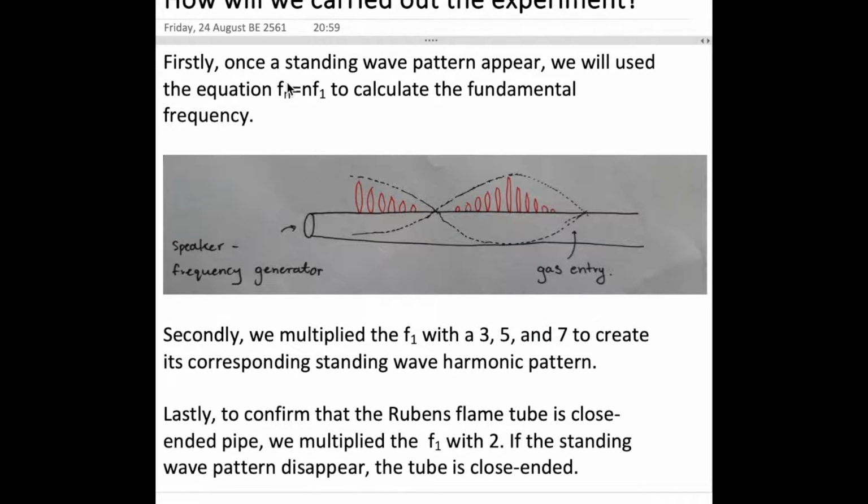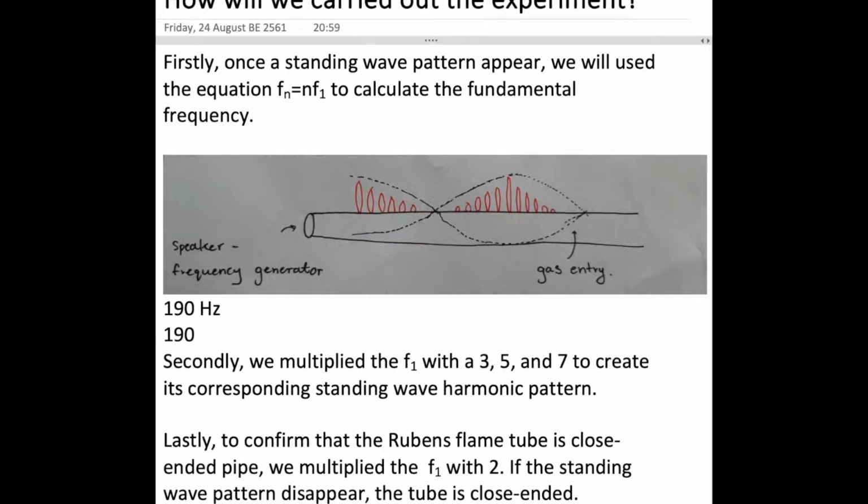Firstly, once a standing wave pattern appeared, we will use the equation Fn equals n f1 to calculate the fundamental frequency. As the picture shows, we set the frequency generator at 190 Hz, and a standing wave pattern of the third harmonic appeared. We are able to find the fundamental frequency by dividing 190 Hz by 3, which gives 63.33 Hz. And that is our fundamental frequency.